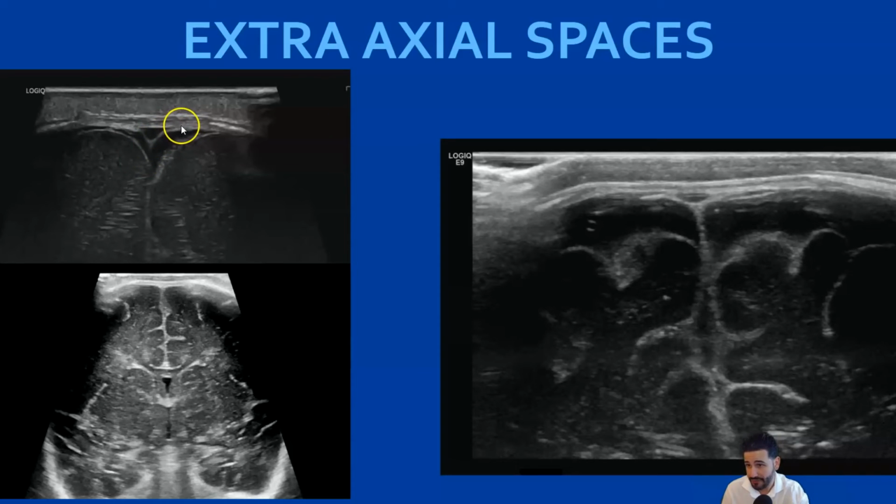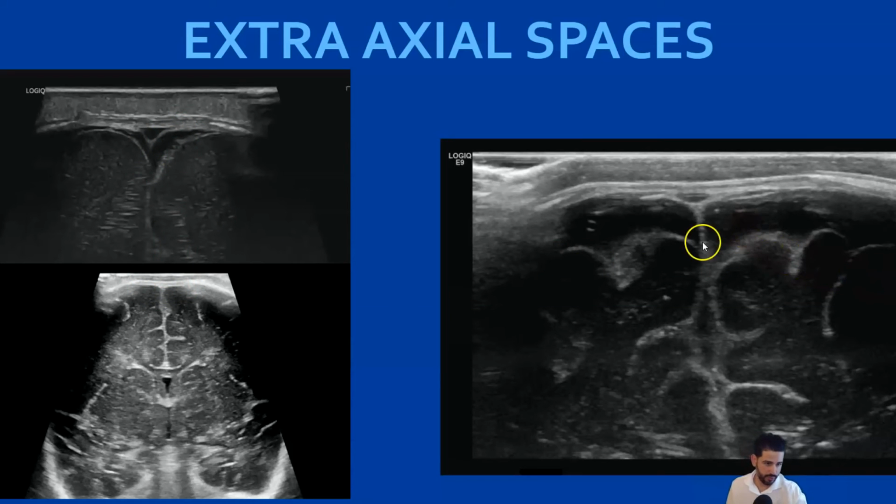So if you had fluid above this, it would be subdural. But since there's fluid below this, within the arachnoid space, it's normal. And that is a tiny amount, so tiny that you can't even see it. This is with the 9L. You can't even see that fluid accumulation, but with the 24 megahertz transducer, you can see it.